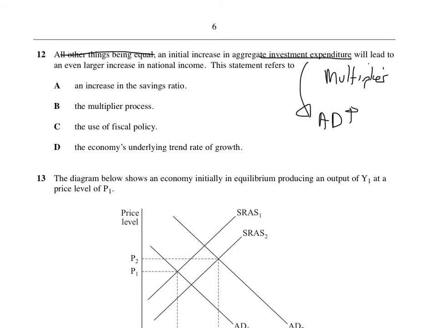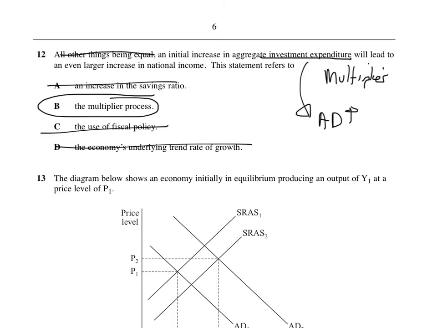So we could have any part of C plus I plus G plus X minus M. Here they've said about investment expenditure, any of them going up, leading to an even larger increase in national income is the multiplier process. So we already know that's right, okay? Everything else is just there, and it's just talking rubbish. So that's the right answer.